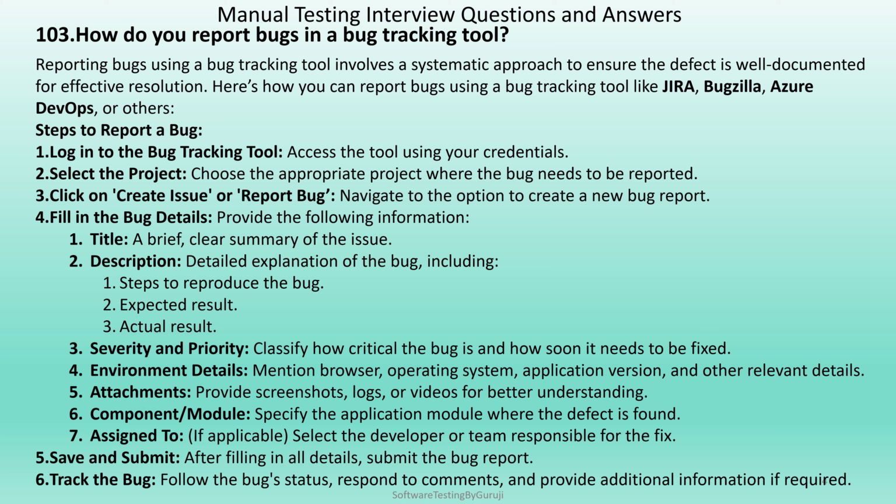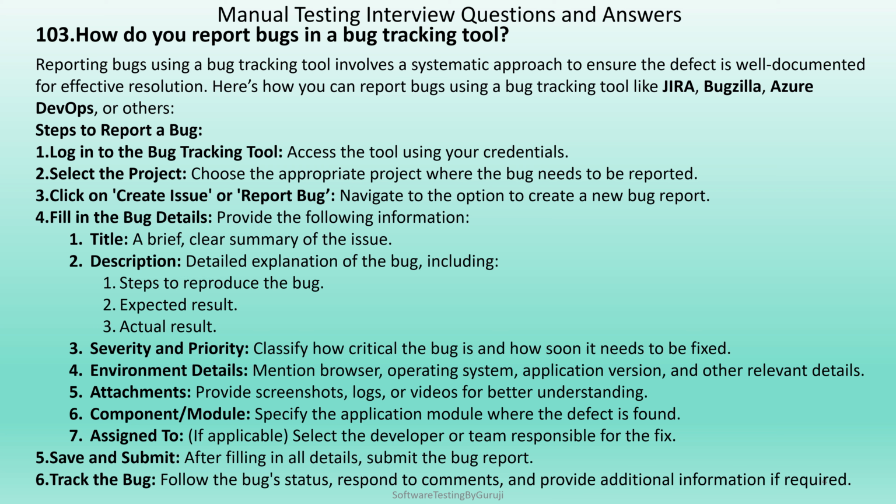Next question is, how do you report bugs in a bug tracking tool? Reporting bugs using a bug tracking tool involves a systematic approach to ensure the defect is well documented for effective resolution. Here is how you can report a bug using a bug tracking tool like Jira, Bugzilla, or Azure DevOps or others. Steps to report a bug. First step, log in to the bug tracking tool. Access the tool using your credentials. Second, select the project. Choose the appropriate project where the bug needs to be reported.